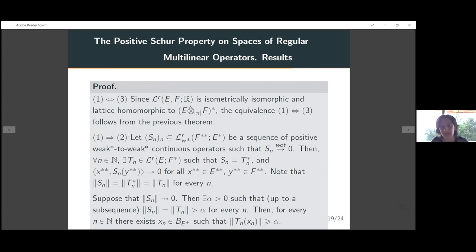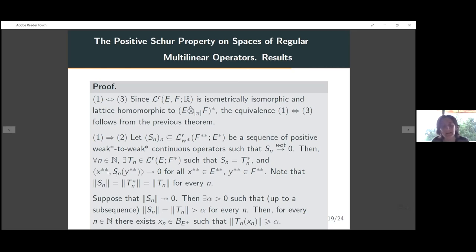There are three remarks that we made about the sequence of positive operators. First, for any natural n, there exists a Tn such that Sn is the adjoint of this Tn. This is because Sn is weak star to weak star continuous. And also it is WOT null, convergent to zero in the weak operator topology. So that gives us the following convergence to zero, because Sn takes the double dual of F to E dual. So for any y double star, an element of the double dual of F, Sn on y double star is an element of E star here.